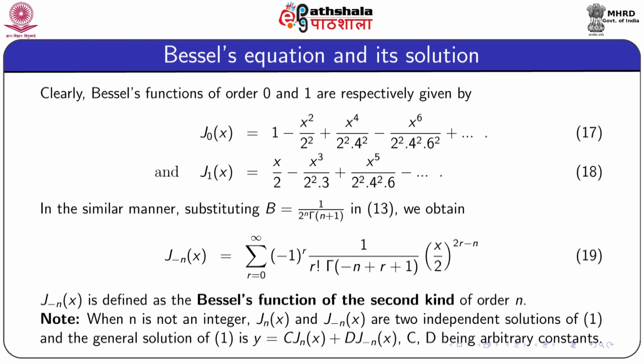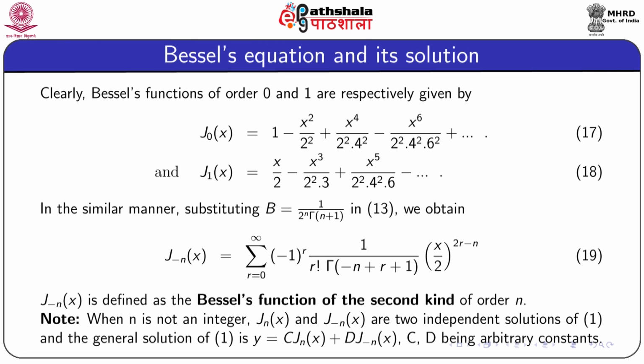Clearly, Bessel's equations of order 0 and 1 are respectively given by J 0 x is equal to 1 minus x square by 2 square plus x to the power 4 by 2 square into 4 square minus x to the power 6 by 2 square 4 square 6 square plus dot dot dot, and J 1 x is equal to x by 2 minus x cube by 2 square into 3 plus x to the power 5 by 2 square 4 square 6 minus dot dot dot.